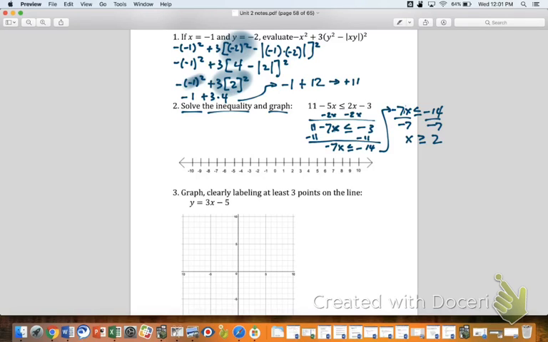What kind of a circle do we put on the 2 on the graph? Filled in or closed. Yep, so we'll close that off right here. And the arrow goes which way? To the right, because we want all the numbers that are bigger than or equal to 2. All those numbers to the right would be the correct ones. That would make our inequality true.